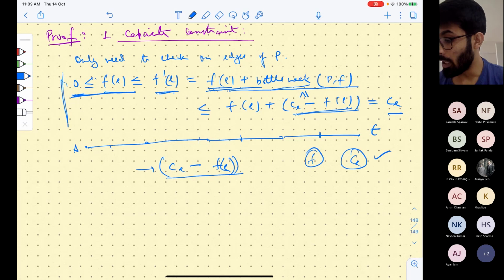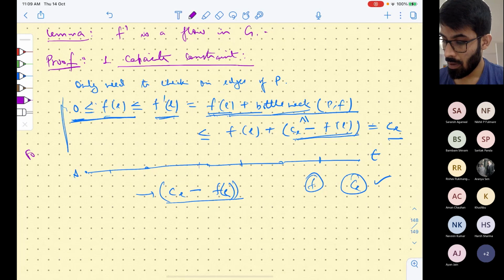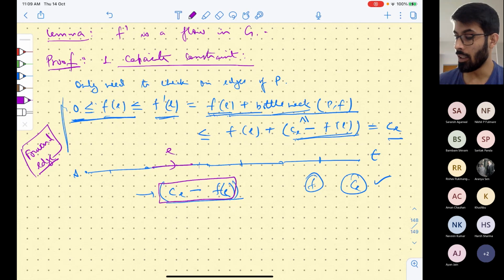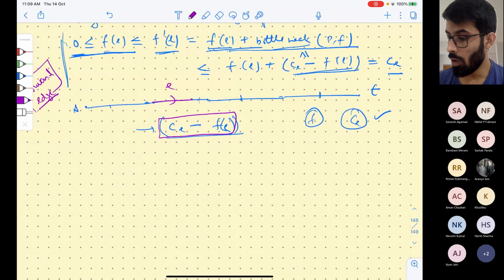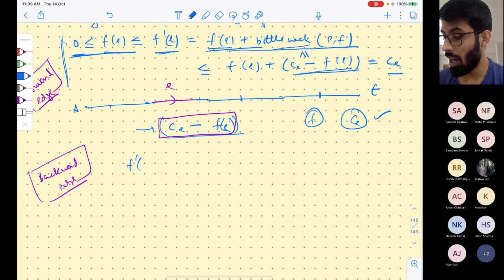Okay, so this is for a forward edge, because for a forward edge we increase it. Suppose this e was a forward edge, then we increase by this much, the minimum value of C minus fe, right? Now, if it is a backward edge, then anyway we are going to decrease it, right? So what do we do? f prime of e is equal to fe minus the bottleneck of P comma f.